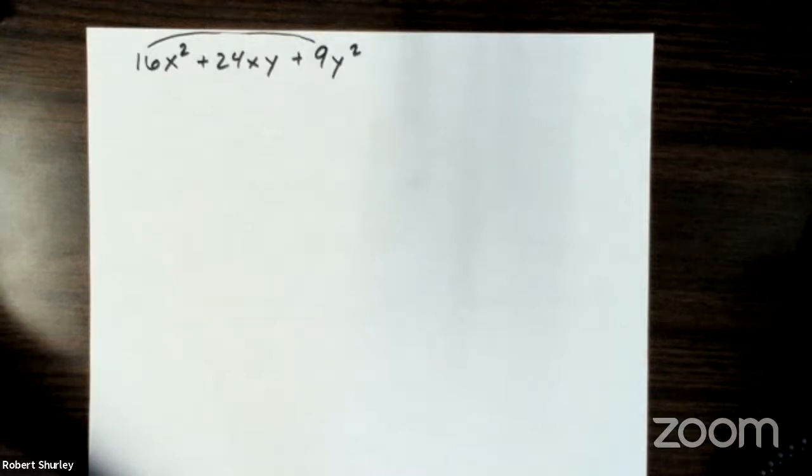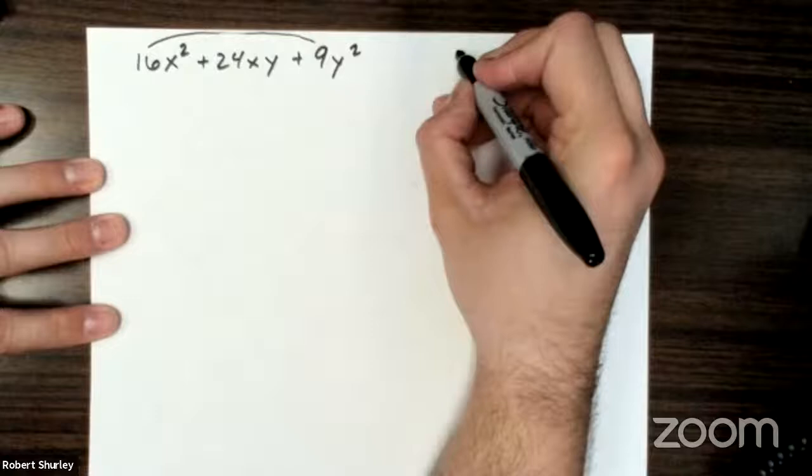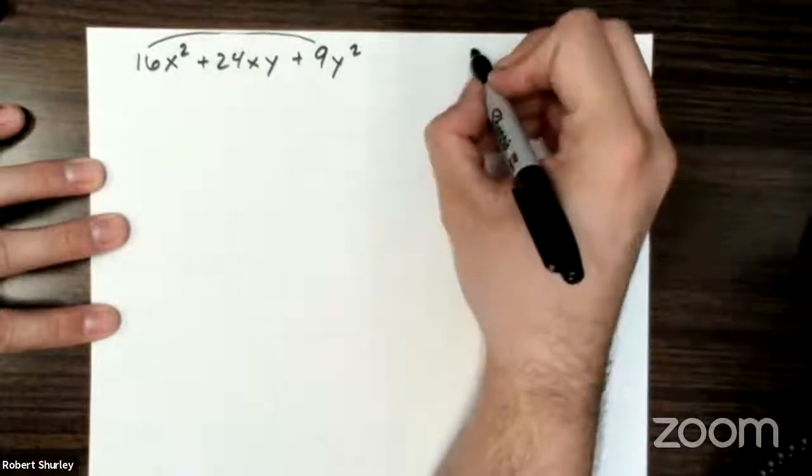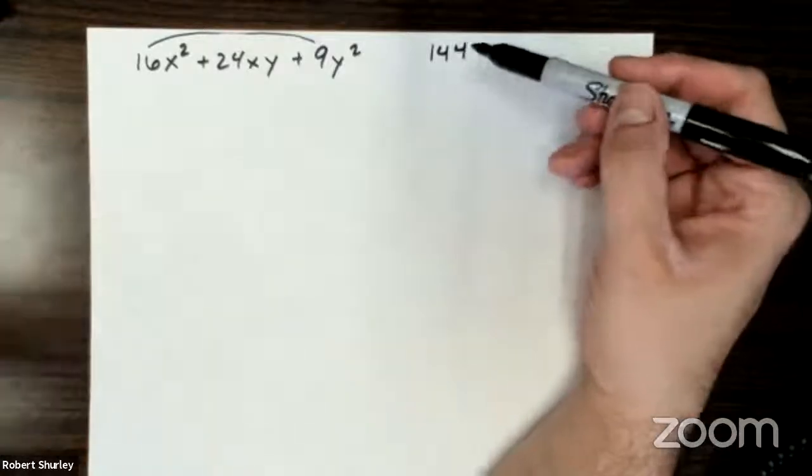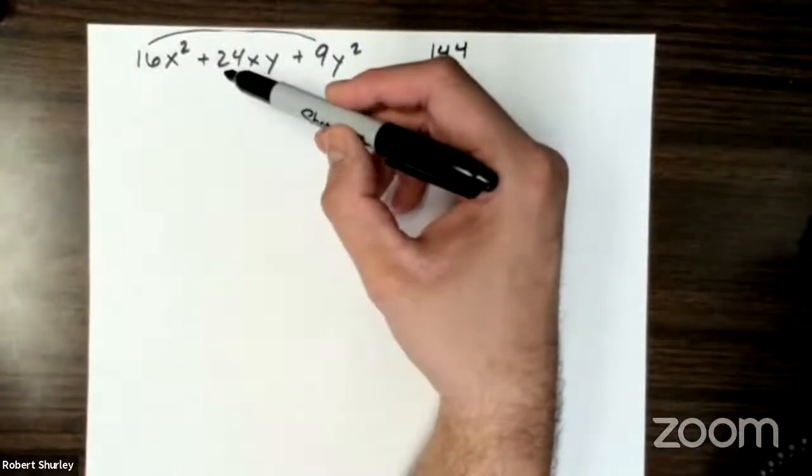16 times 9 is 144. And I'll tell you, 144 is a nice number. I guess I'll use the whole page. 144 is a nice number because it has a ton of factors. Now, our goal is to get 24.